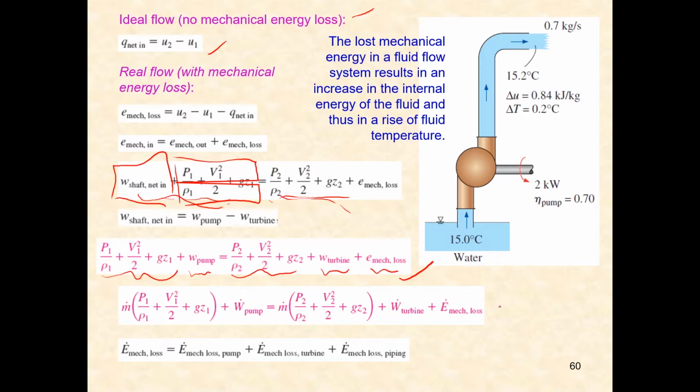And this is the power, whereas you know that to calculate power we need to multiply with the mass flow rate. So whenever we try to solve a power problem, we need to find the mass flow rate first, and then you just multiply the energy equations, which we learned at the very beginning of this chapter, with the mass flow rate, and we will get the power.